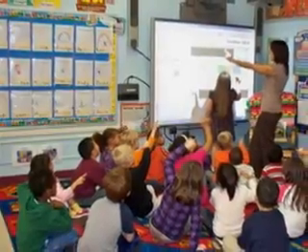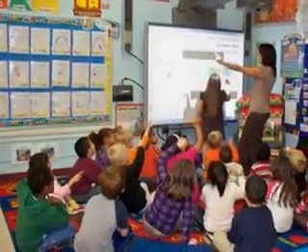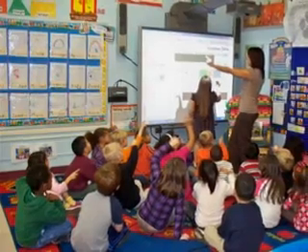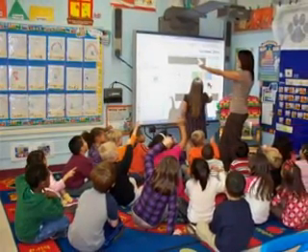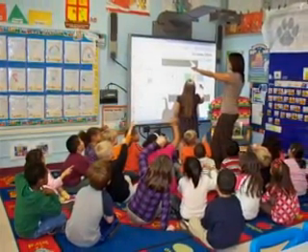Here a teacher is using technology in group instruction or guided practice. The use of technology in daily lessons allows for all types of learners to come together with the common goal of learning.